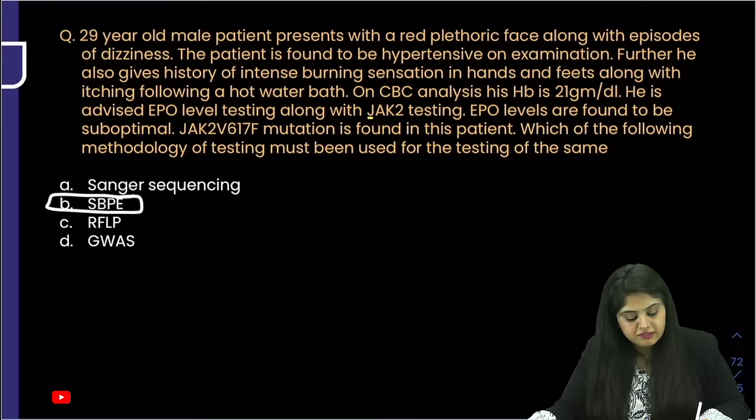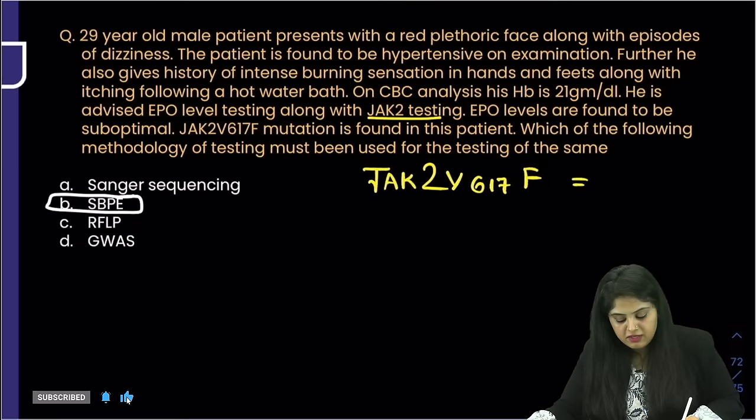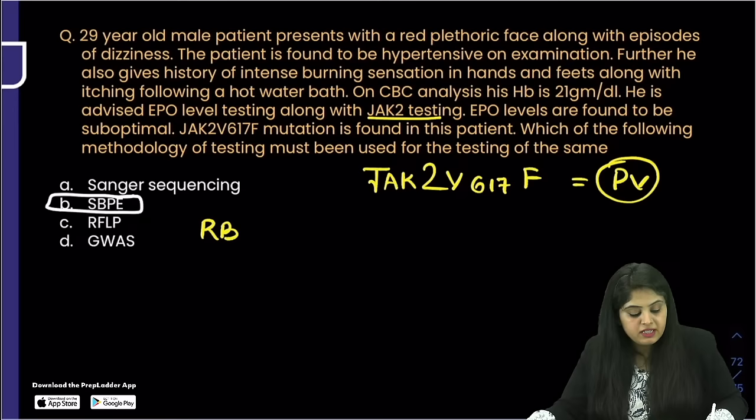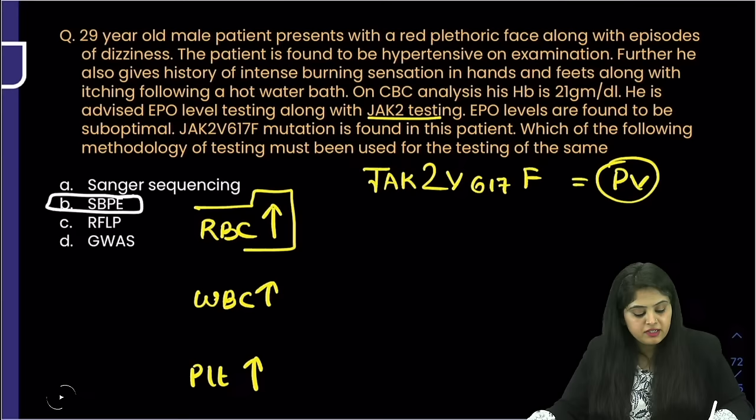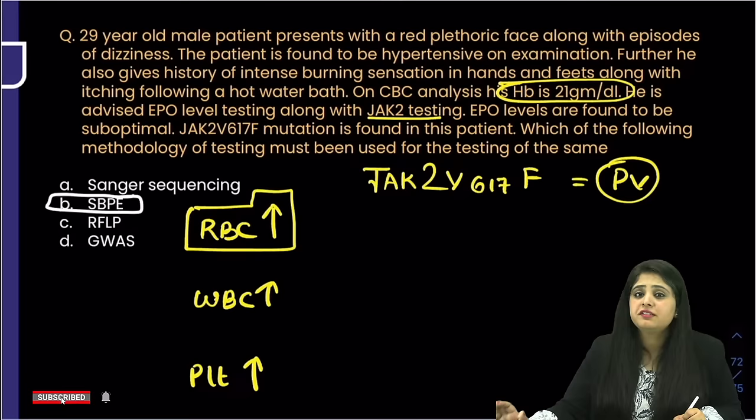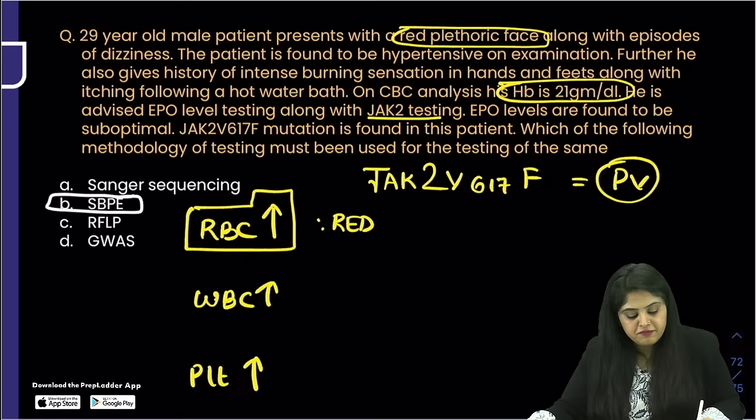This is a classical case of, as soon as I say JAK2 V617F mutation, everyone is going to have polycythemia vera in their mind. When I say polycythemia vera, everyone believes only RBCs will increase, but no, polycythemia vera is an increase in RBCs, WBCs and the platelets, and this is a beautiful hematology question. RBCs are increasing. I can see the hemoglobin of the person, 21 grams, excessively high. Next, I can see the patient's face is very, very red. Along with that, because of excessive RBCs, the patient is also having hypertension.